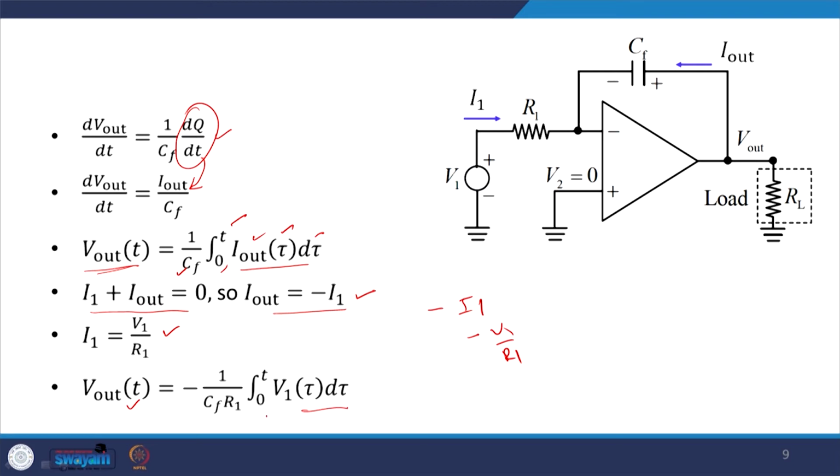Okay. So, this is what I get, and here you see what we have got is that my input signal, which was V1 over here, has been integrated, okay, and this is what I am getting as output. Okay. So, this way I can use the op-amp as an integrator.